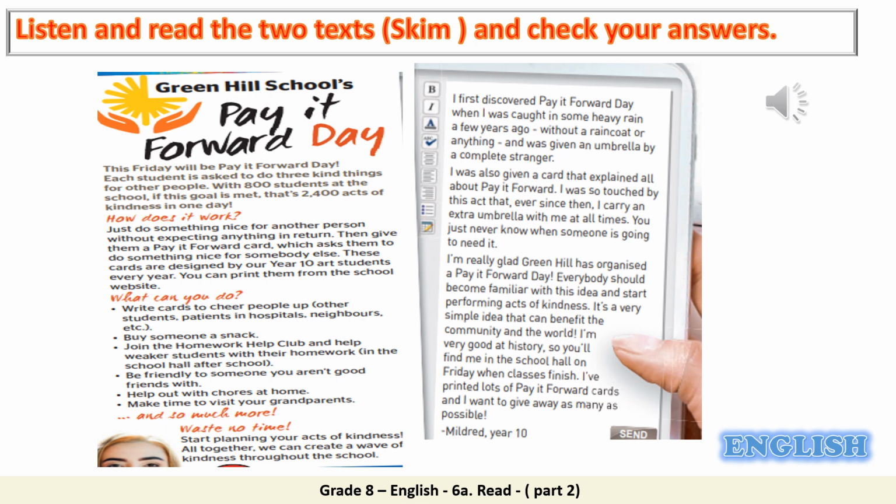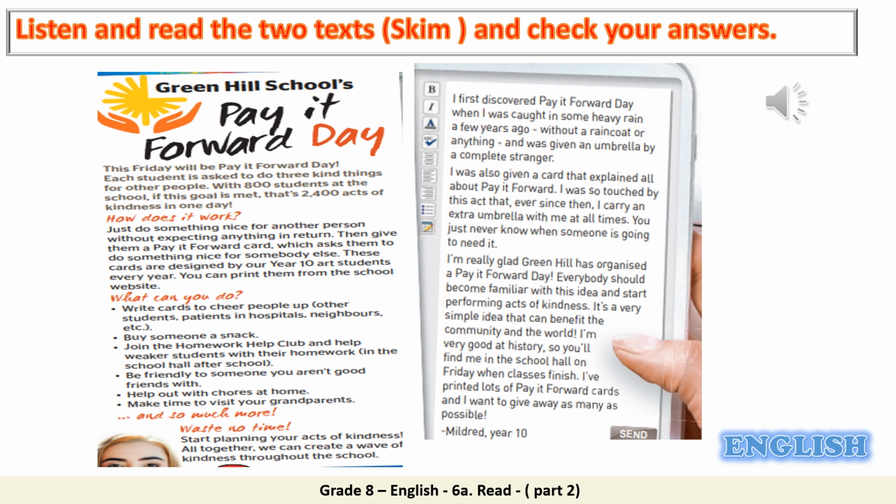What can you do? Write cards to cheer people up. Other students, patients in hospitals, neighbours, etc. Buy someone a snack. Join the Homework Help Club and help weaker students with their homework in the school hall after school. Be friendly to someone you aren't good friends with. Help out with chores at home. Make time to visit your grandparents, and so much more. Waste no time. Start planning your acts of kindness. All together, we can create a wave of kindness throughout the school.